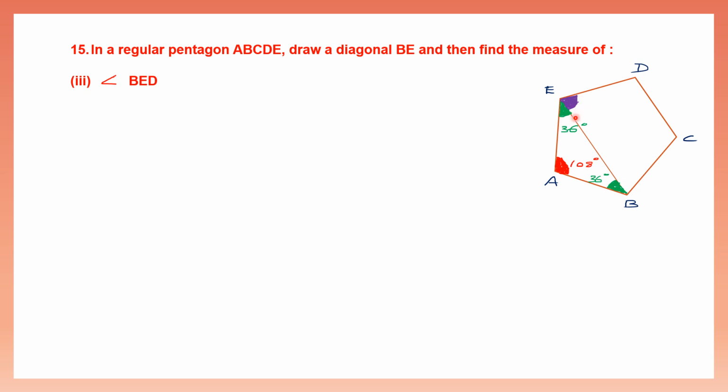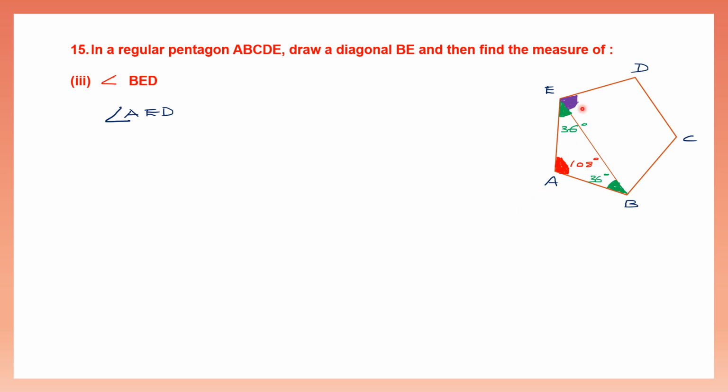So what is the measurement of this whole thing? That will be angle AED, and this is a regular pentagon. That means all interior angles are equal. So if this is 108, this whole thing is 108. So angle AED is 108. From that, if we subtract this angle alone, that is, if we take angle AEB, AED, okay, that is the whole angle.